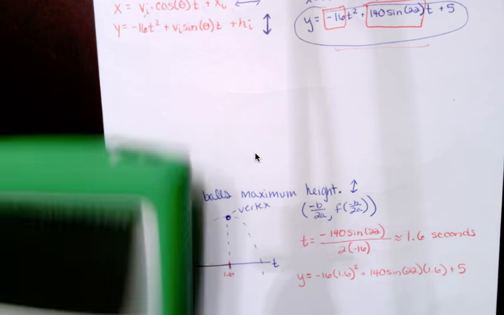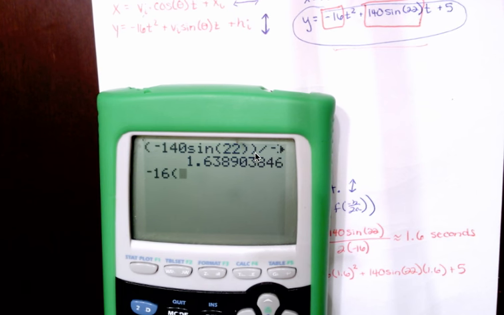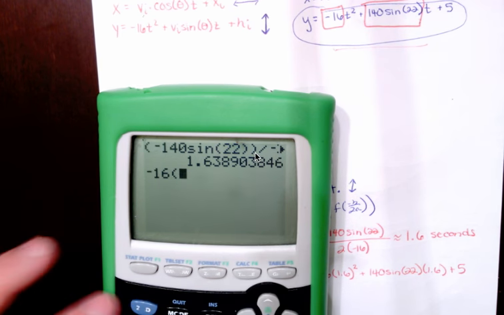And then again, just type this into your calculator. So I have negative 16, my t was, and if you want it exact, you can take that by going second answer.